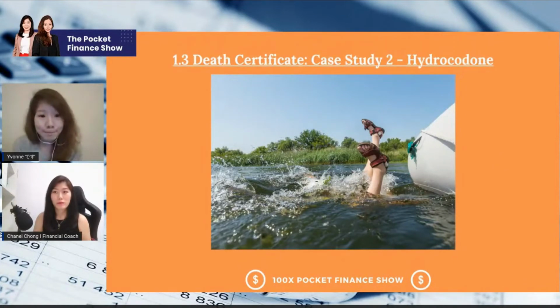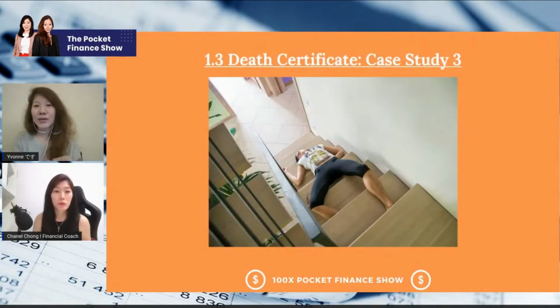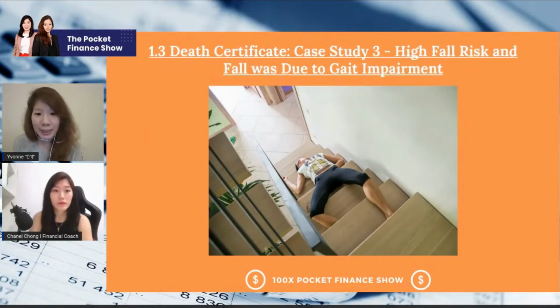All right, so next case. This old lady accidentally fell down, and she cannot claim also. So let's see what the doctor wrote. The insurance company refused the claim because it says this old lady had high fall risk, and the fall was due to a gait impairment. Meaning the way she walks is very prone to falling down. So that is what the report says. Insurance says cannot claim.